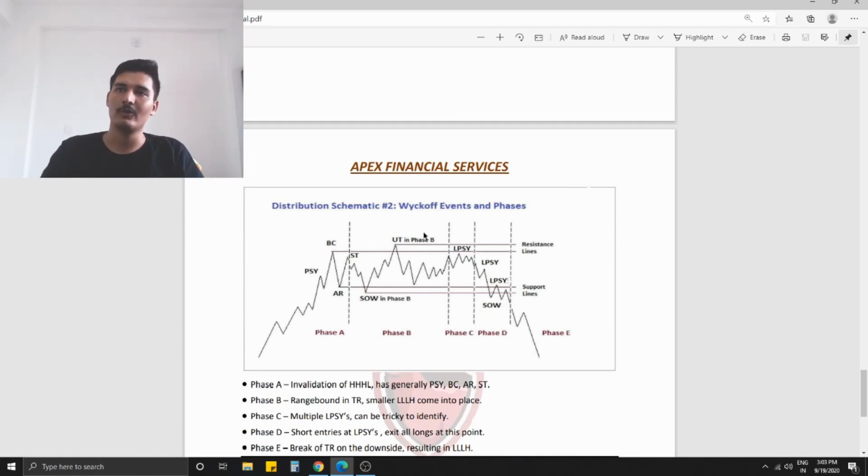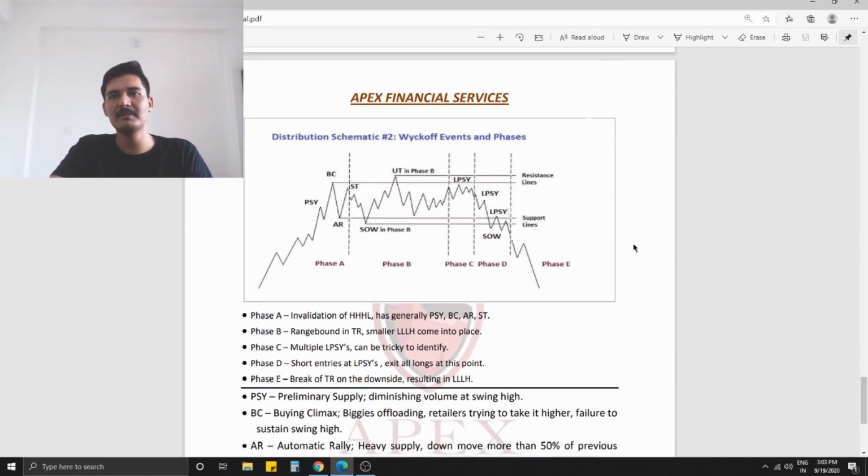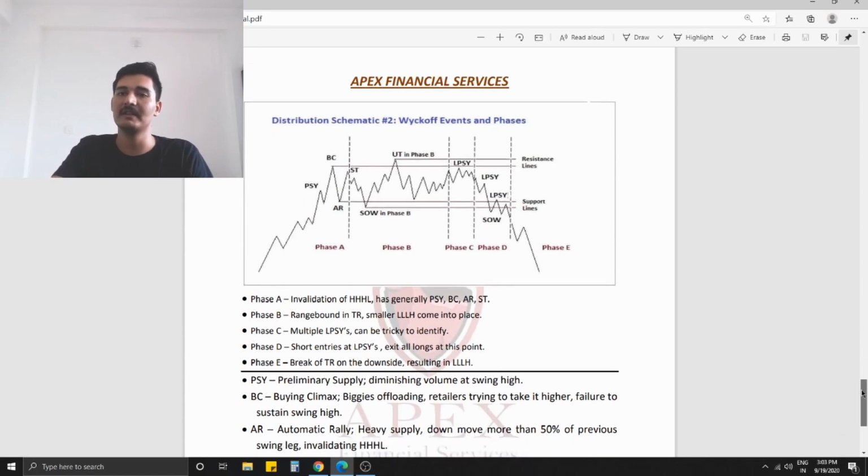Now, coming to the deeper technical terms that we have here, such as the PSY, BC, AR, and ST, don't be worried about that. The PSY that we have in this case becomes, instead of the PS, preliminary support that we had, the PSY, or the preliminary supply. Instead of the diminishing volume at the swing low, it's the exact opposite. You have the diminishing volume at the swing high.